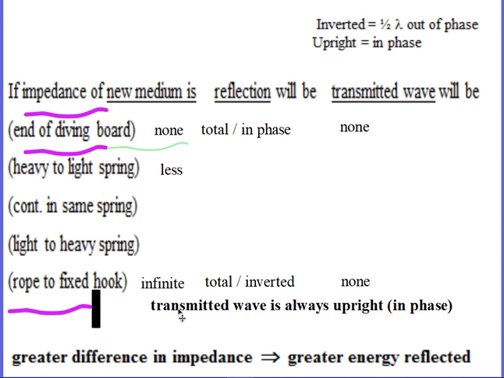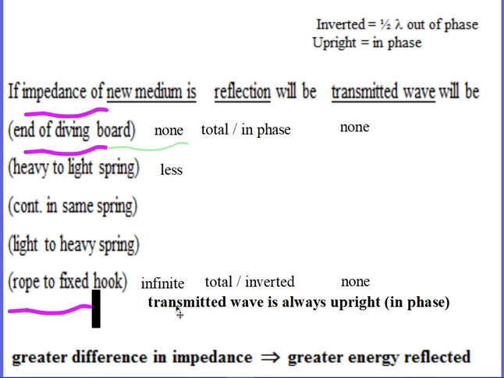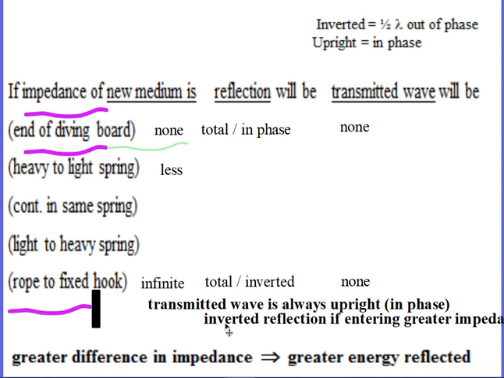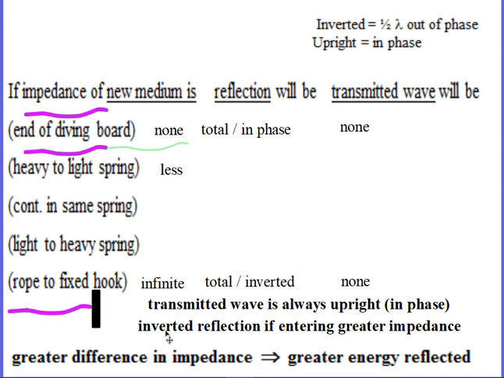I hope I don't spoil some, but this transmitted part is always going to be in phase. It doesn't make sense that you would send a crest up here and what would pass into this medium would be a trough. No, it's going to be a crest. So always the transmitted wave is going to be in phase, and the reflection is inverted if it's entering a medium of greater impedance. Here would be the greatest impedance. If it's entering a medium of lower impedance, then you get an in phase or upright reflection.